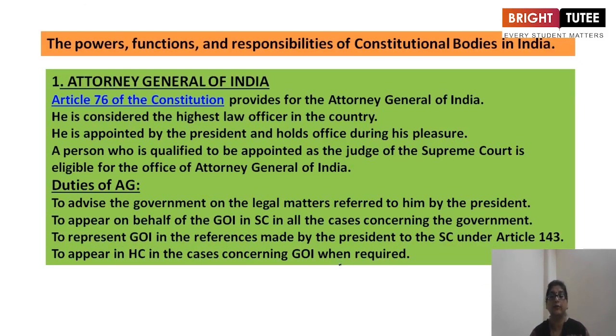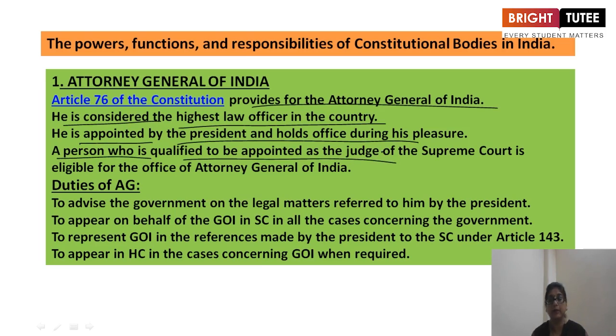Now the Attorney General of India. Article 76 of the Constitution provides for the Attorney General of India. He is considered the highest law officer in the country. He is appointed by the president and holds office during the pleasure of the president, and a person who is qualified to be appointed as a judge of the Supreme Court is eligible for the office of Attorney General of India.